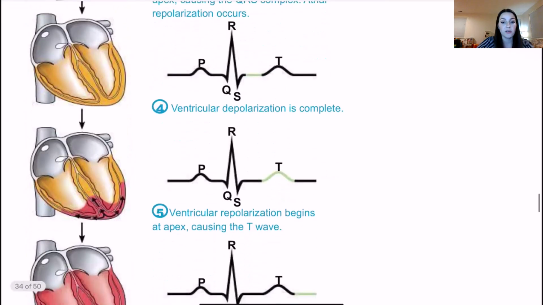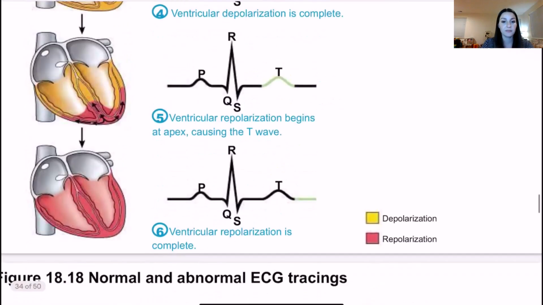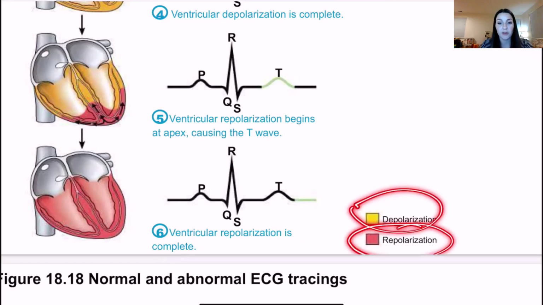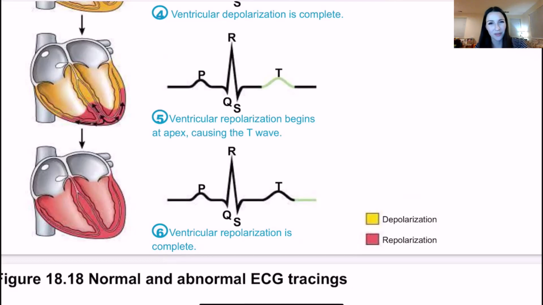When the ventricles repolarize, that's T wave. Notice the ventricles are starting to repolarize. That orange is going away and replaced by normal red. That's starting to relax, starting to repolarize. And when ventricular repolarization is complete, then we're fully back to where we started. So depolarization, cell gets more positive. Repolarization, cell gets more negative. And even more when we talk about it in class.